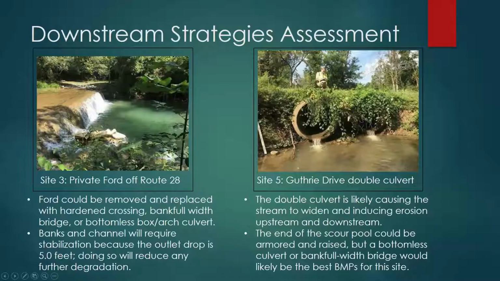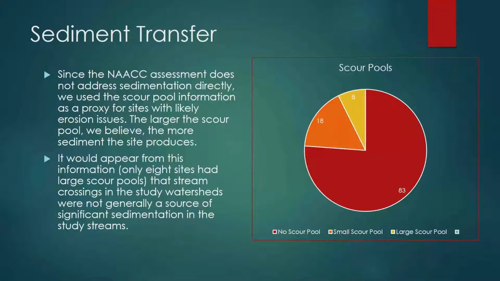Now, we talked about sediment in this slide and a few others. Since the NAACC assessment does not address sedimentation directly, we use the scour pool information as a proxy for sites with likely erosion issues. The larger the scour pool, we believe, the more sediment the site produces. It would appear from this information that stream crossings in the study watersheds were not generally a source of significant sedimentation in the study streams. So of the 109, we only found 8 large scour pools. Something to the method for determining a scour pool I think is interesting.